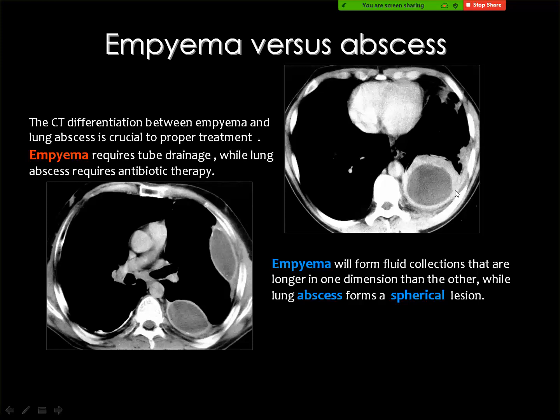Number one, abscess is usually rounded, empyema is usually elliptical. Number two, the angle between the pleura and the abscess is acute. The angle between empyema and the pleura is obtuse. Number three, the abscess is not surrounded by collapsed lung, but the empyema is usually surrounded by collapsed lung if it is big.